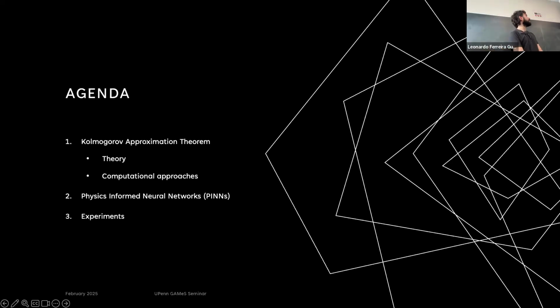So the agenda for today is that first I'm going to be talking about the Kolmogorov approximation theorem or the superposition theorem. It does go by many names. I'm going to talk about the theory of it, some computational approaches it has inspired throughout the years. And then I'm going to talk a little bit about physics-informed neural networks, and finally delve into the experiments that we did in this paper.